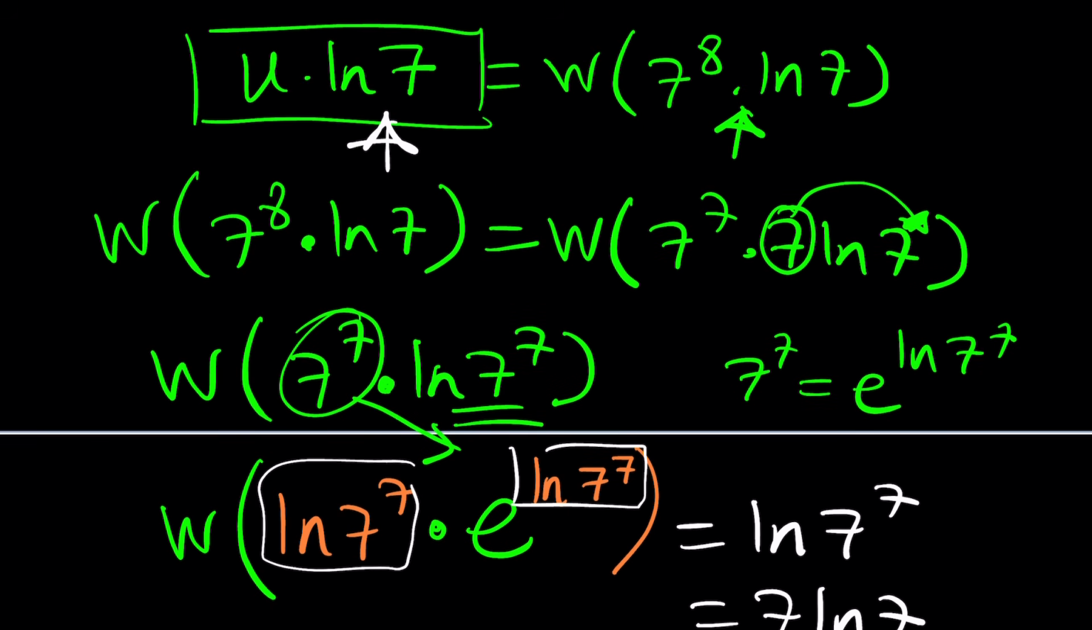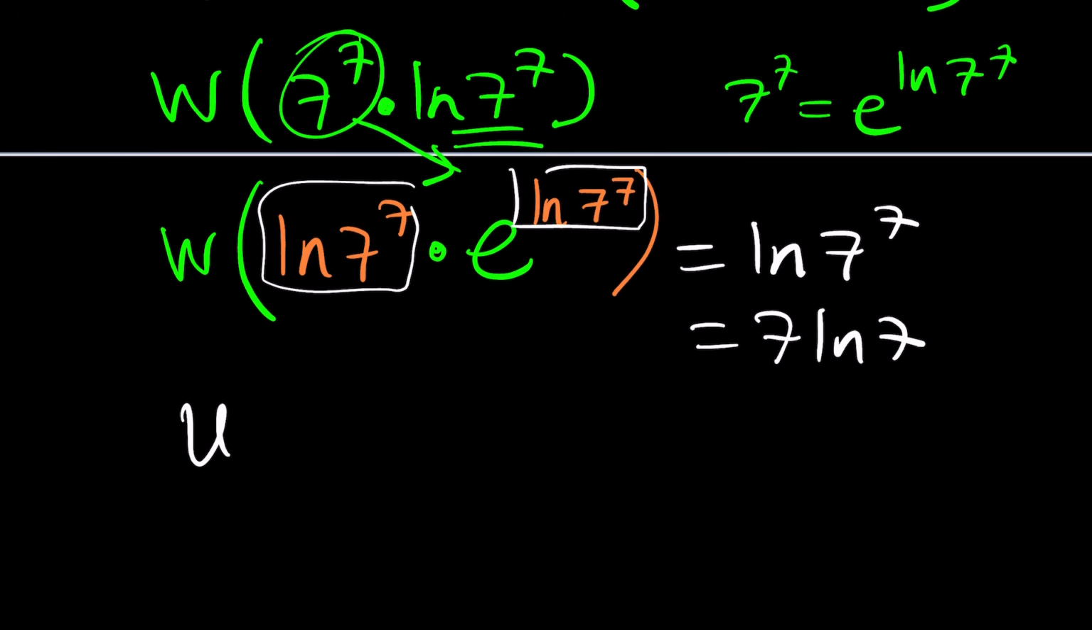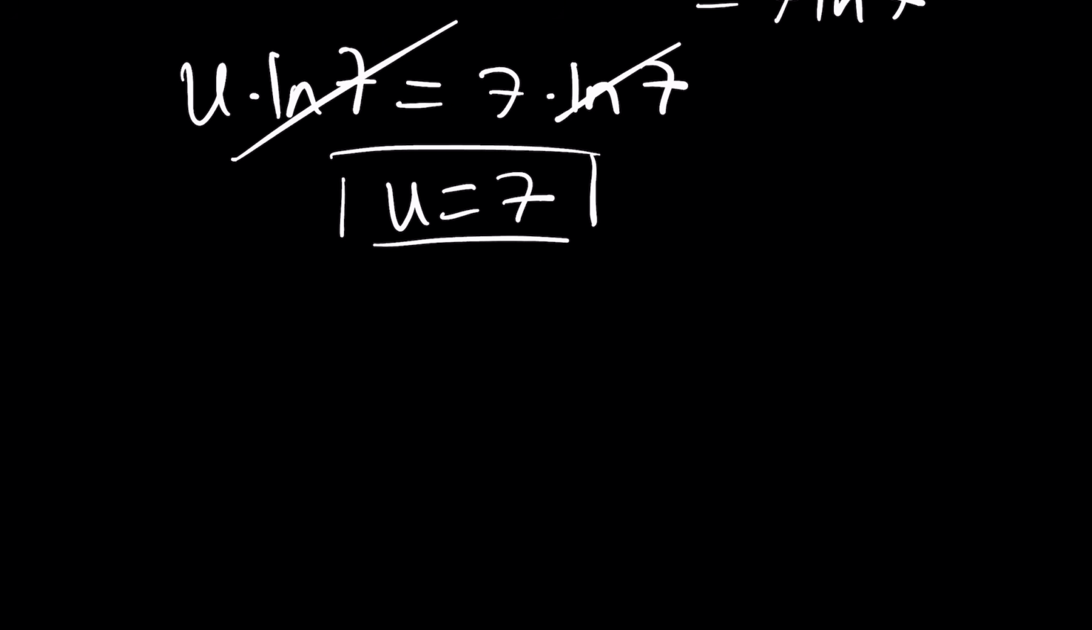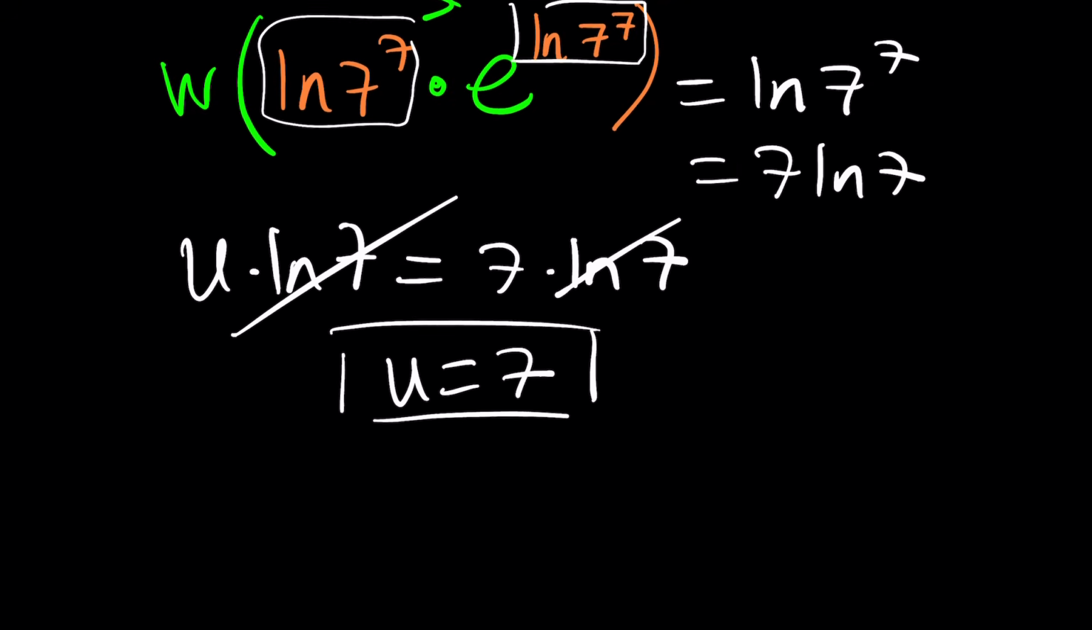This is the result of the left-hand side. Let's put those together. U times ln 7 equals 7 times ln 7. Ta-da-da-da. Lambert W coming to the rescue, but it took a while. U equals 7. Well, wait a minute. We're not looking for U. We're looking for X, right?